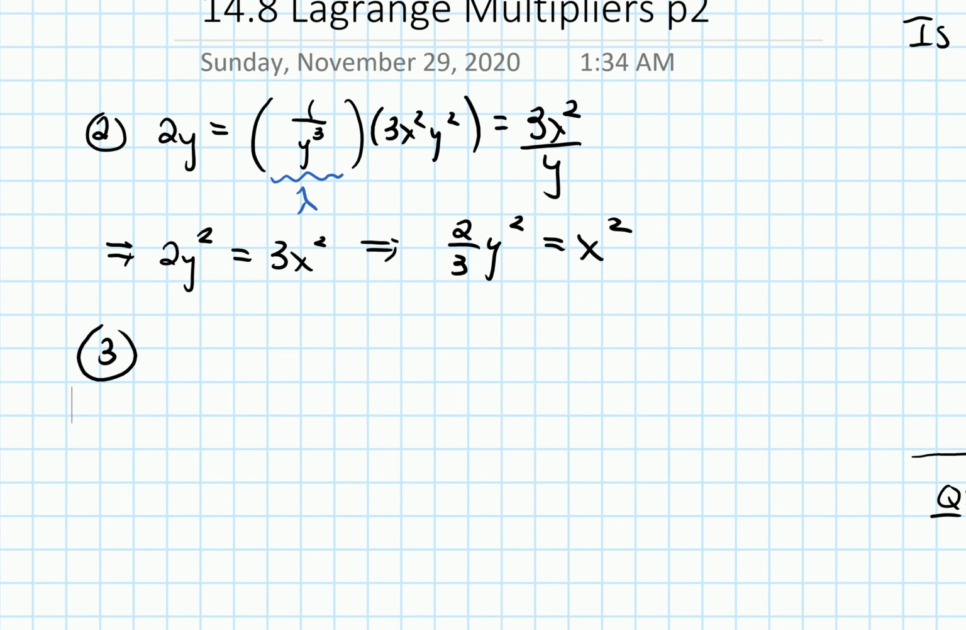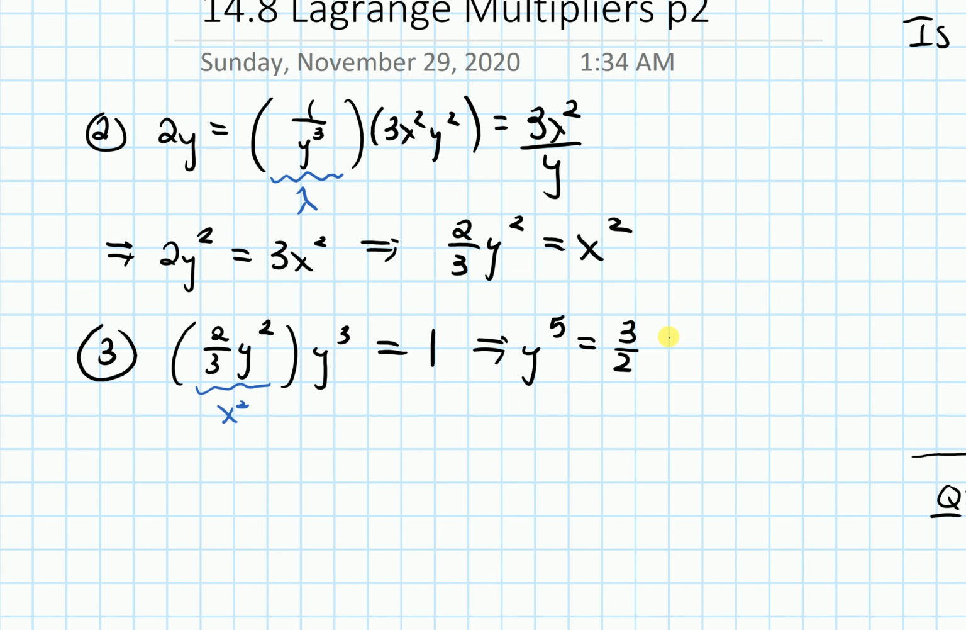Okay, so if we do that, in this parentheses, I'm going to substitute in what x squared is, and then that's going to get multiplied by y cubed being equal to 1. So x squared is 2/3 y squared. All right, so simplifying this, we get y to the 5th. And then if I multiply by the reciprocal of 2/3, we'll get a 3/2 on the right-hand side. And to get rid of the 5th power, I would 5th root both sides. And that'll give me y equals 3/2 to the 1/5 power. That's the same thing as writing a 5th root.